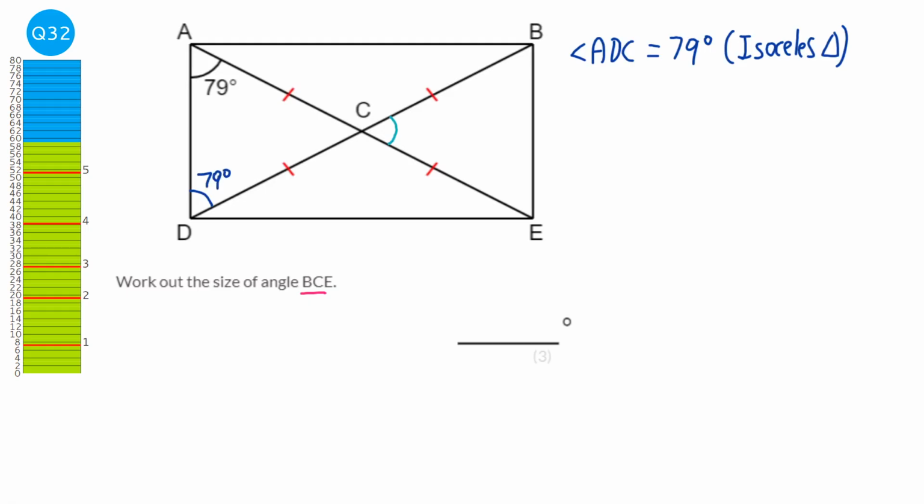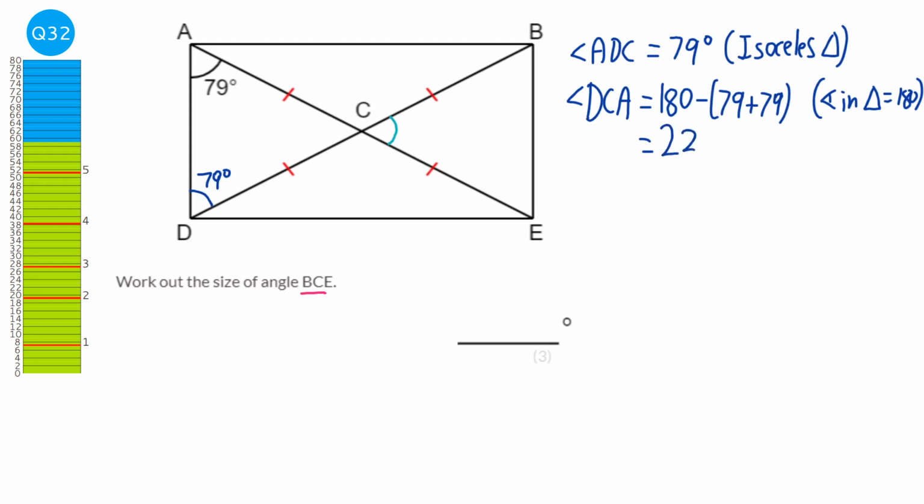Now we've got two of the three angles in the triangle, and the last one is going to be angle DCA. And to work out what this angle is, we're going to take it away from 180. So we're going to do 180, take away the two 79s we've just worked out. And the reason for that is angles in a triangle equal 180 degrees. Okay, so when we do that, we do 180, take away the 158, and we're left with 22 degrees. So we know that this is going to be 22 degrees.